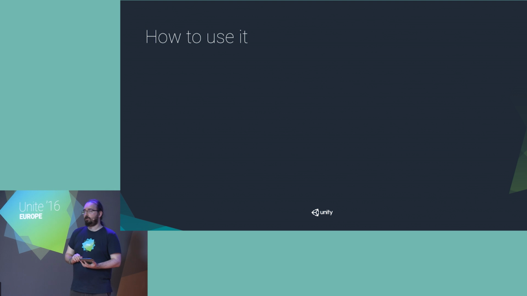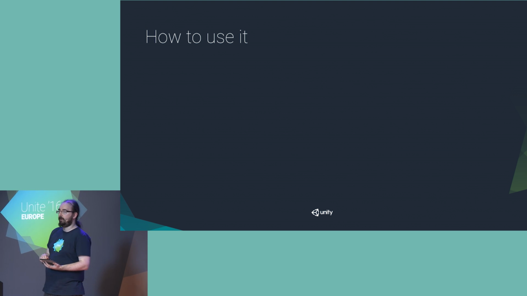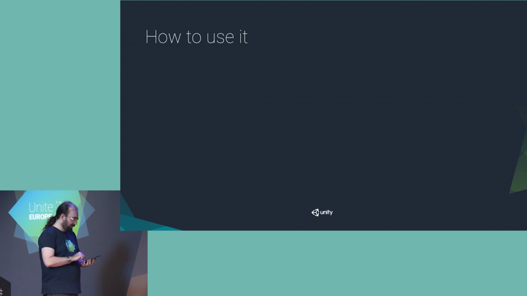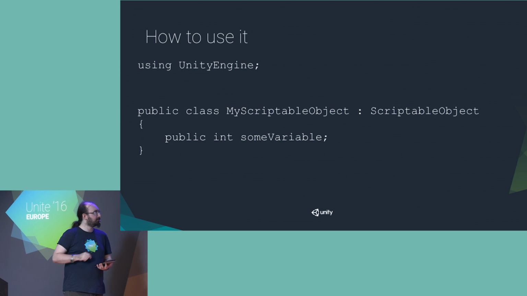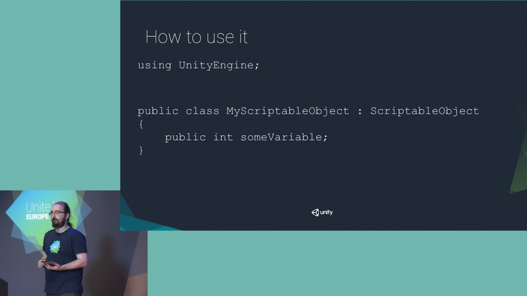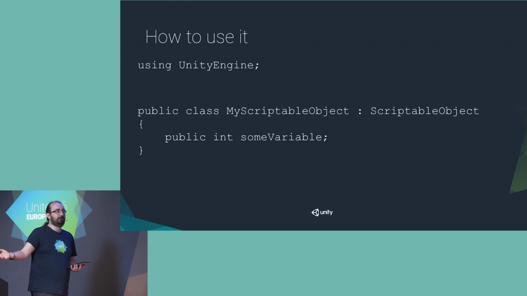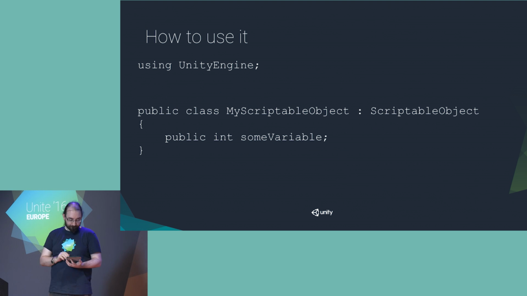If you saw the version of this talk that I did a couple of years ago, then there were several slides here about writing editor code, which is all gone, which is very nice. Because what we have is a simple Scriptable Object. So it's a very, very simple class. I just have one variable in there just to demonstrate. And all I've done is I've derived from ScriptableObject instead of MonoBehaviour.